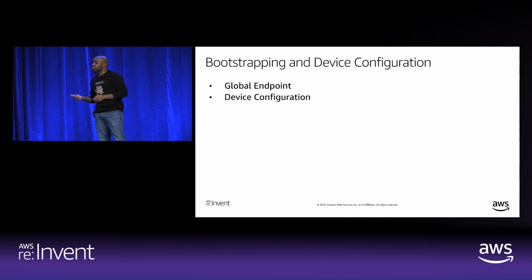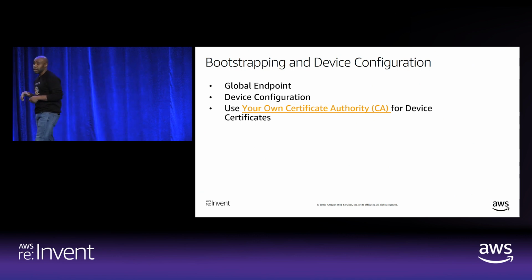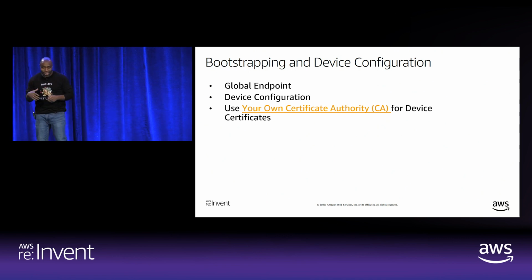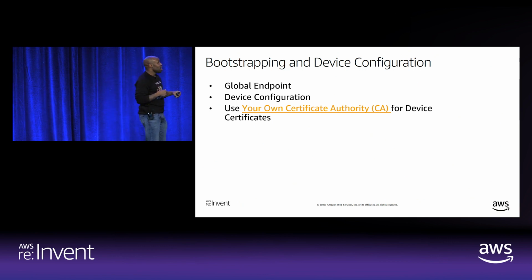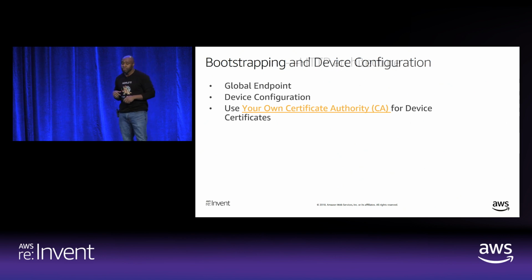You put things in there like retry logic, your health checks, information that's configurable on the device that you want to be able to change on the fly on a periodic basis. And an important part of bootstrapping and device configuration is to make sure you're using your own certificate authority. It's really nice because AWS IoT lets you use our certificates. We'll provision them for you and give you a private key and a cert. But if you really want to do multi-region, you have to be using your own CA.